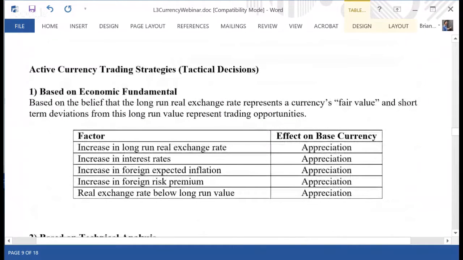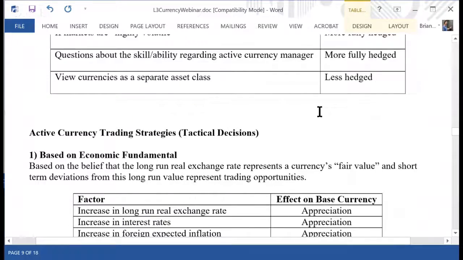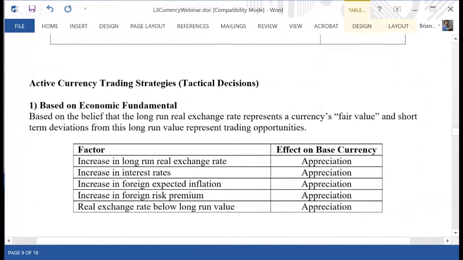Then they mentioned that we might be trading based on technical analysis. So do you have to go back to technical analysis? They want us to talk about currency trading strategies. These are active trading strategies. Tactical decisions is what I was focused in on. So the tactical decisions that they refer to are based on economic fundamentals, technical analysis, the carry trade that we'll talk about, and volatility.